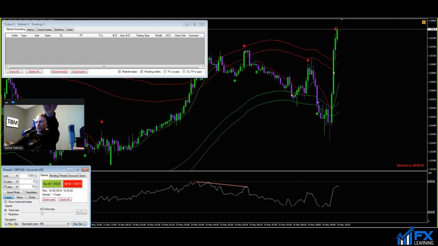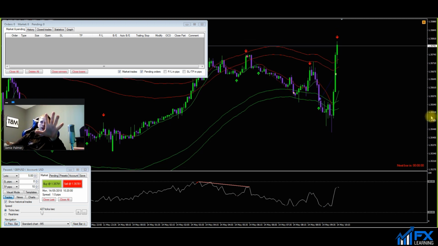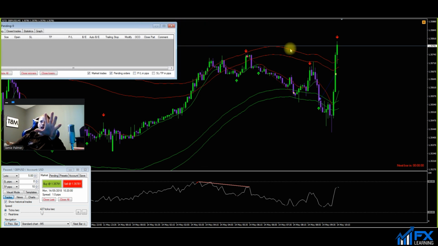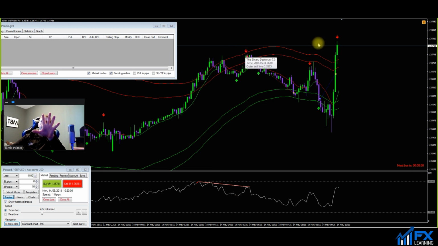Okay, and now we've got another signal. Now, I don't quite like this setup, because we've just broken above the previous double top. See this here? So this is a risky setup. This is a random spike with a risky setup. So I'm probably just going to go with 5 pips on this.